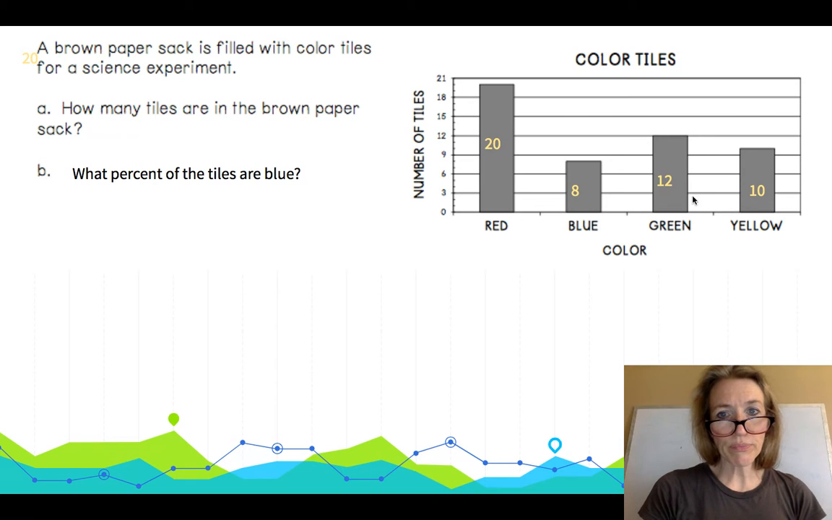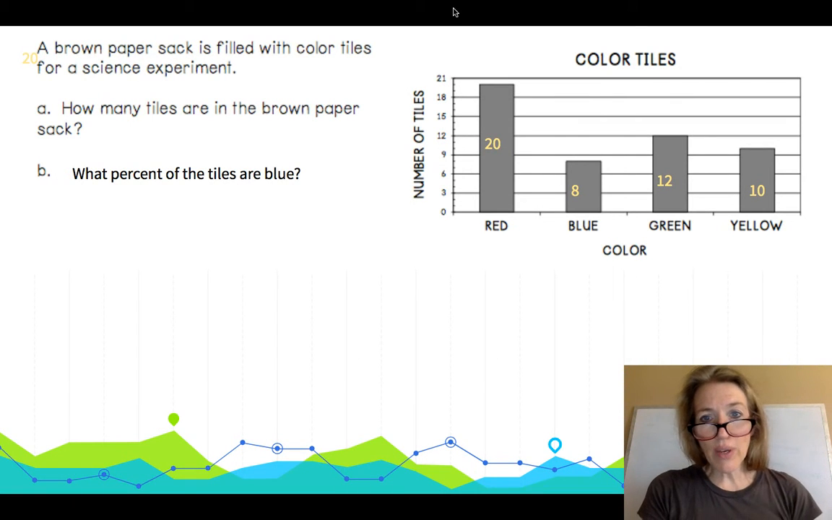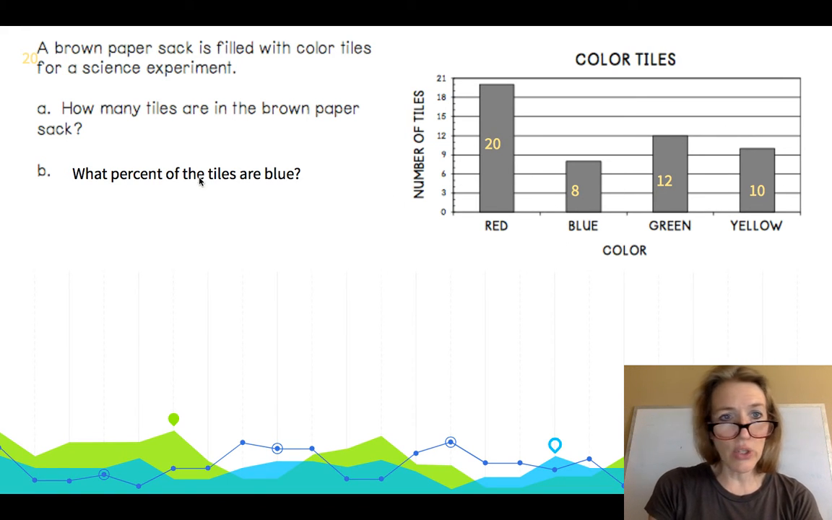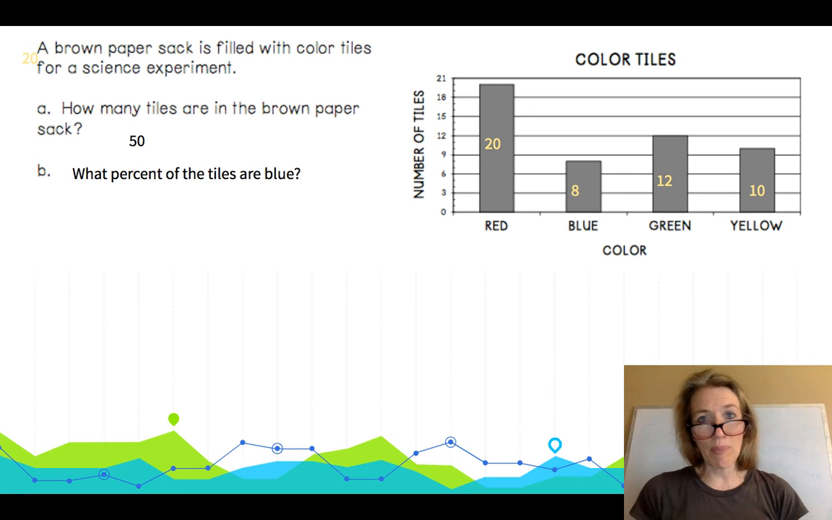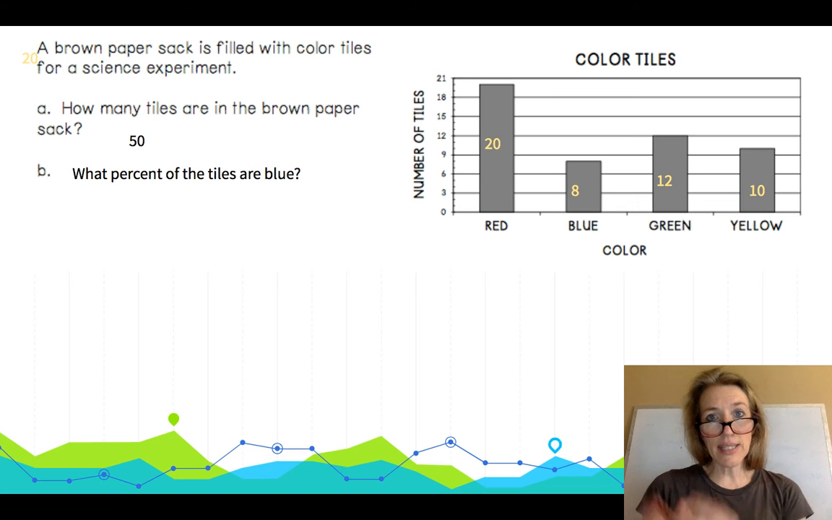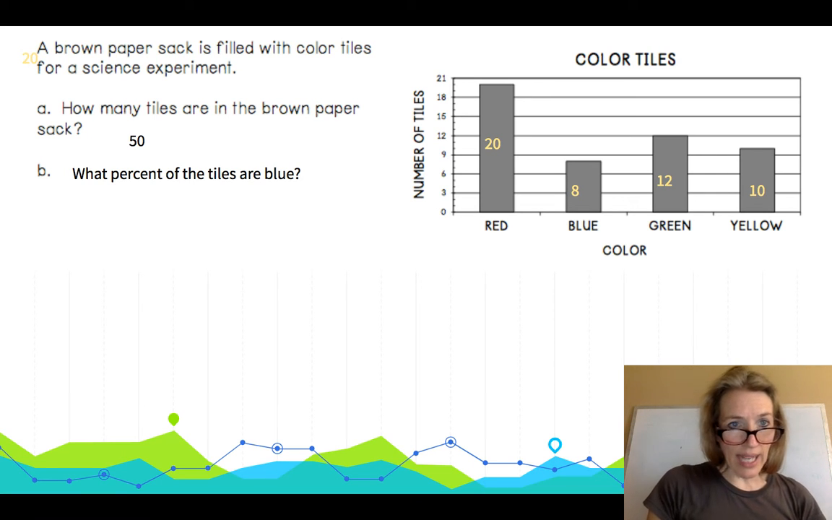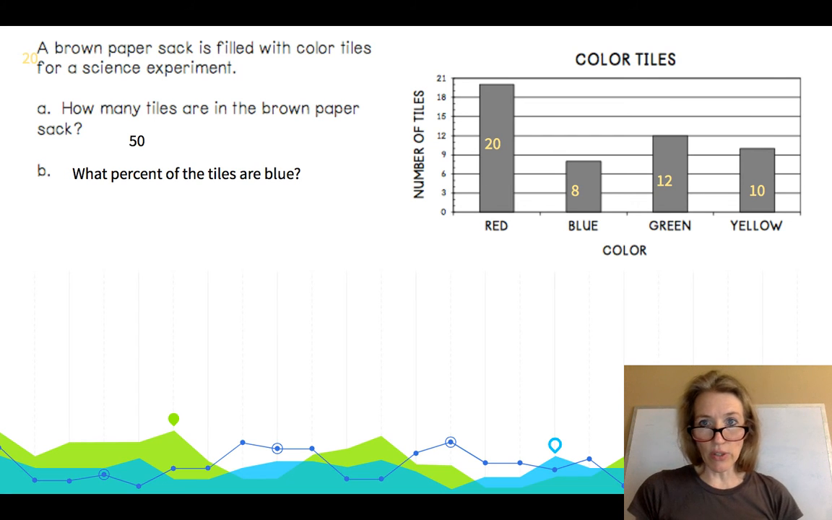So the question A says, how many tiles are in the brown paper sack? So guys, all we would have to do is add 20 plus 8 plus 12 plus 10, and I do that, and it's 50. So we know that there's 50 data pieces in this set of data that we're studying here. The next question asks, what percent of the tiles are blue?